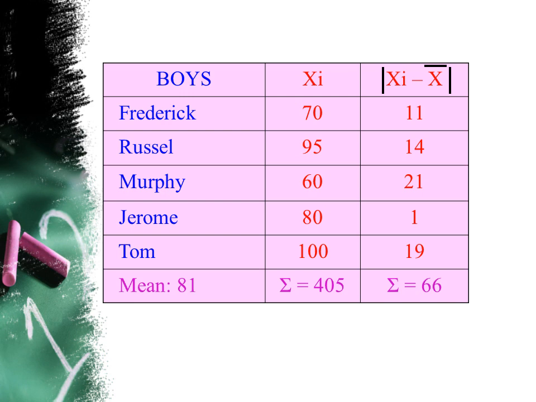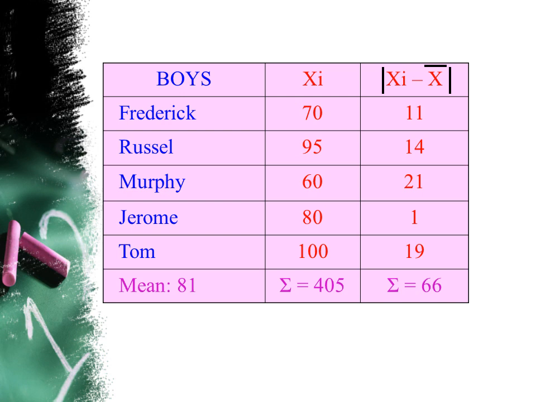So let's have 70 minus 81. It's supposedly negative 11, but we are using the absolute value, so all the answers are positive. 95 minus 81, that's for Russell, it's 14. 60 minus 81 for Murphy, that's 21. It's absolute value, that's why it's positive. And so on and so forth. So all of these values are the deviation from the mean. Gaano siya kalayo from the mean.